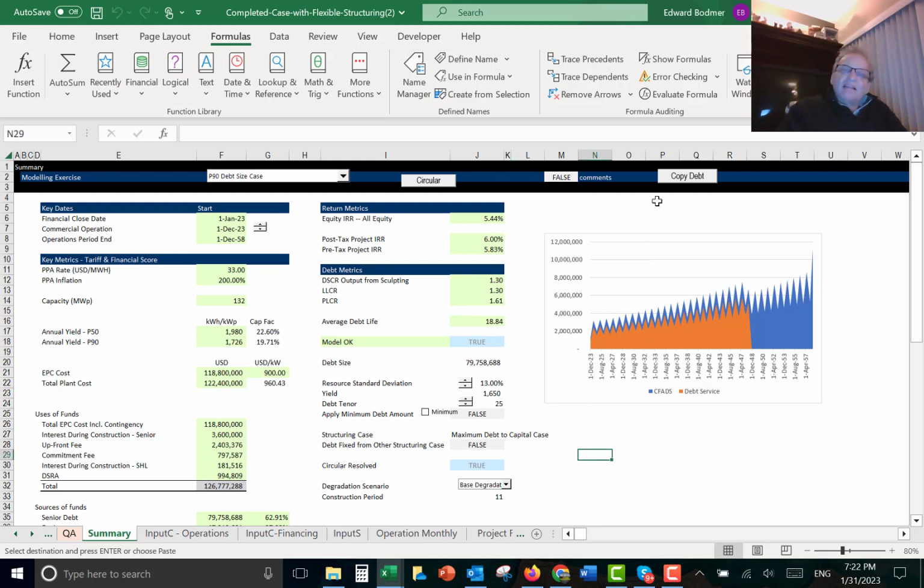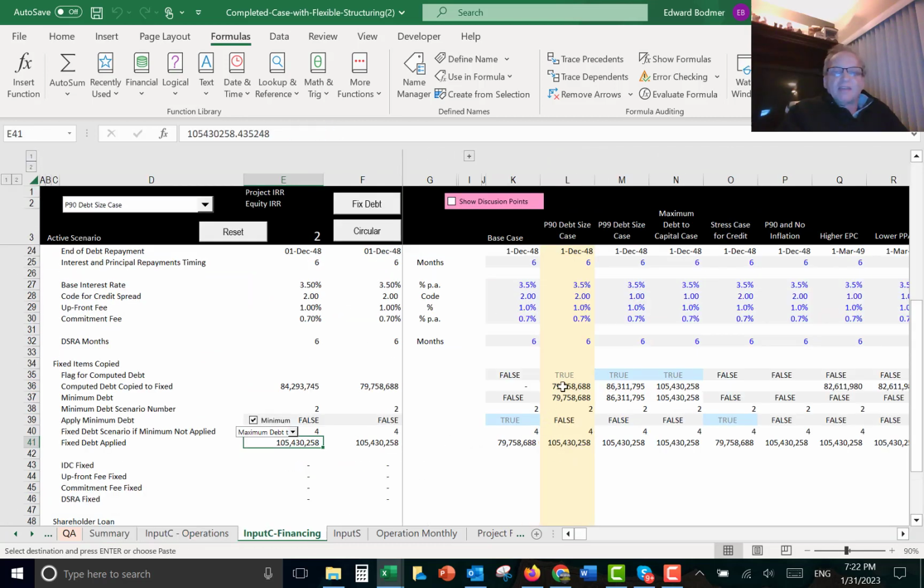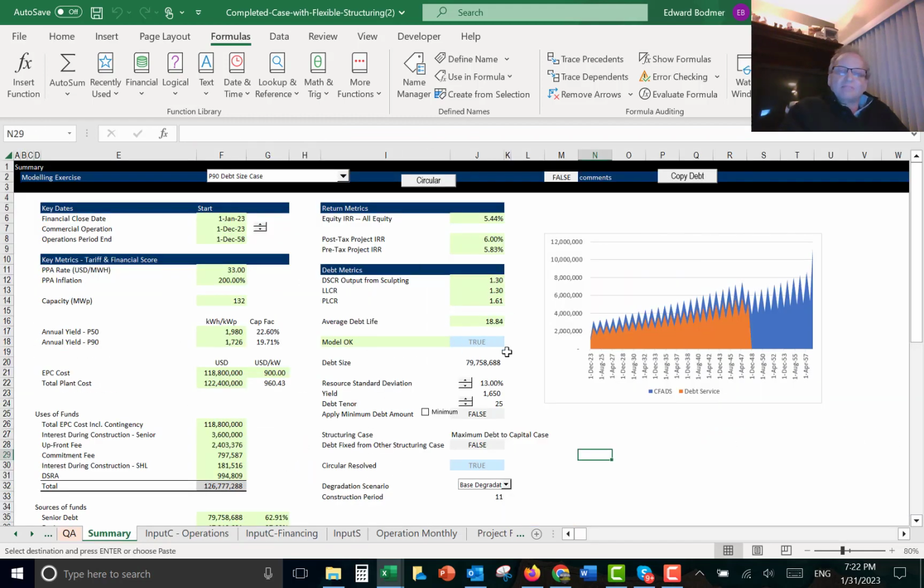Okay, good. And the next thing is we take this debt that's sized based on the P90, and by pressing this button, it takes that 79 of debt and copies it into this financing page. It's a little macro that does that, but I'm going to explain how to do that, and I'm going to explain how to incorporate all these little sensitivity factors in the model. I better get to my case in just a minute.